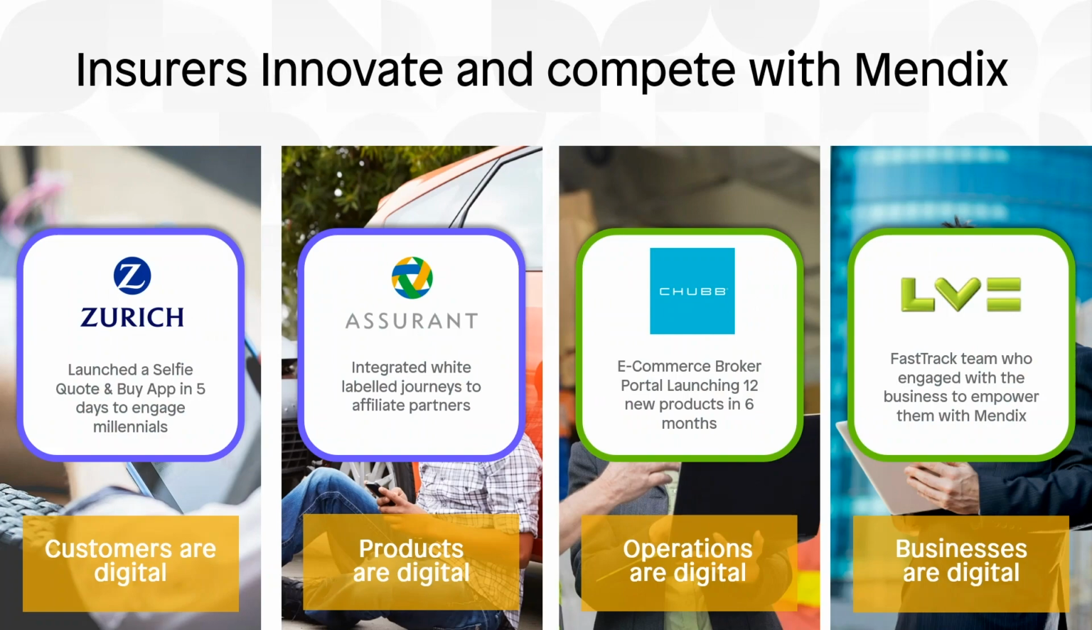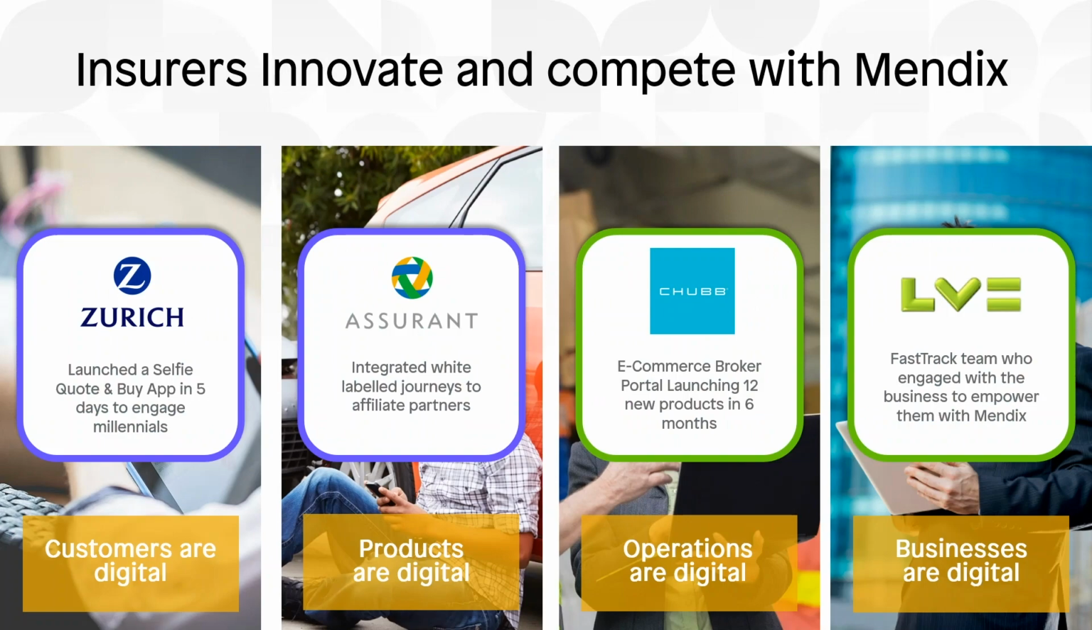Products are also becoming incredibly digital. It's incredibly important for insurers to be able to win new business with affiliates and with underwriters and other brokers. And to do that, a lot of our insurance customers use Mendix as part of their core proposition. Assurant in this case use it to create white label experiences for their technology partners. Technology partners that expect a great looking UX and UI, but also have it embedded in their e-commerce journeys.